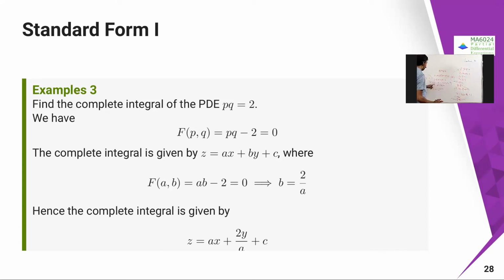Now for the general integral, what you got to do? You got to substitute this one. Therefore, you are going to get 0, and f dash of a is going to be this one. So you are going to get 0 is equal to x plus f dash of a, so y into minus 2y by a square is going to come, 1 by a square plus c is going to be some psi dash of a, because this is going to be psi of a.